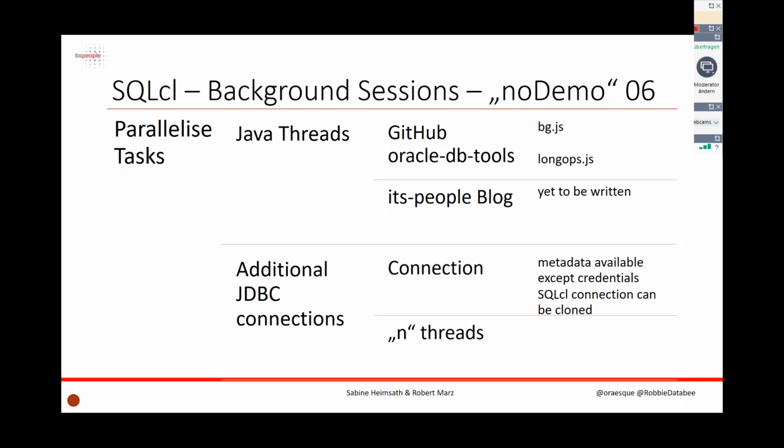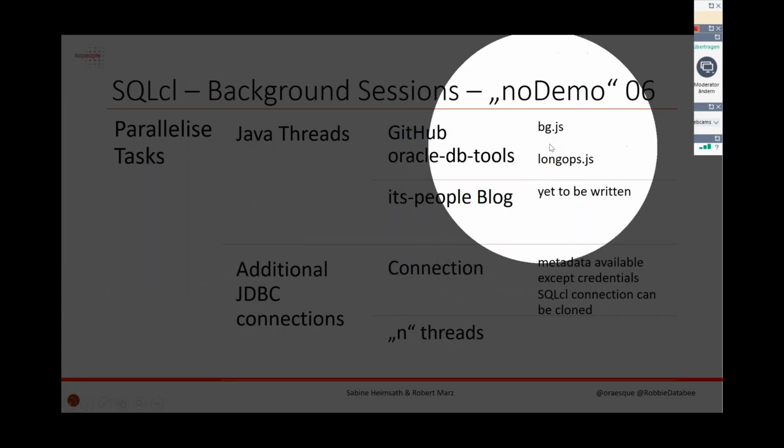So this is the main point. This means we can execute our scripts in parallel. Most scripting languages are not thread capable, so they are single threaded, but Java is not, and we can use the Java feature, Java threads, for this. If you go to the Oracle DB Tools GitHub repository, there are two demo scripts. One is called BG, for background, which just shows you the basic framework, the code you have to type in to make that work. This is roughly about 70 lines of code.